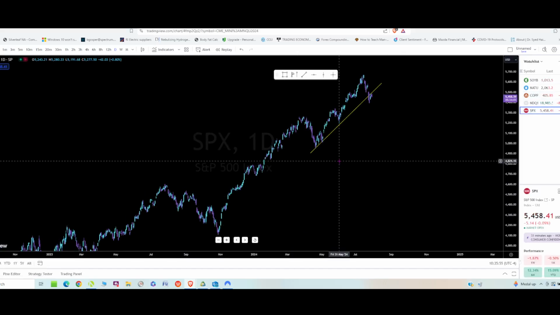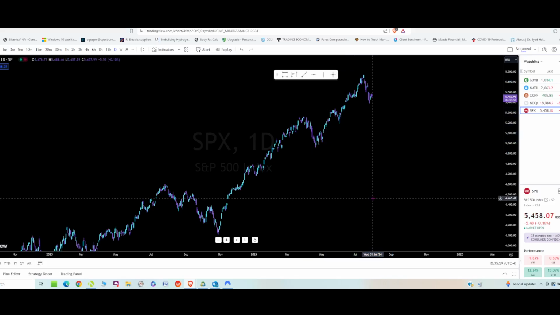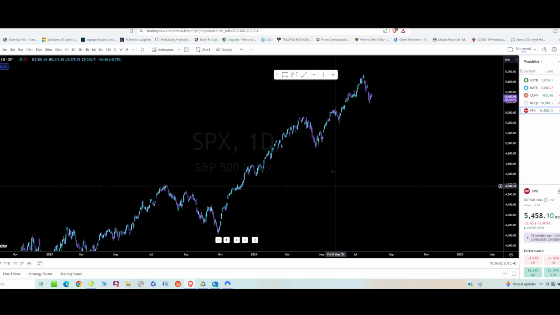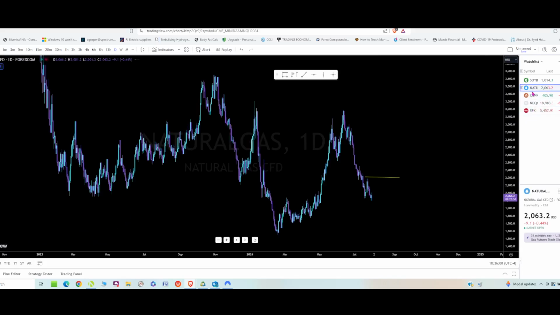Here's the S&P. You can see I drew this trend line on here, but again, I'm going to take it off because I'm not a big trend line trader, but it's interesting to look at to see where this is at. And I can do that with any of these. Here's natural gas. Okay, again, daily chart.